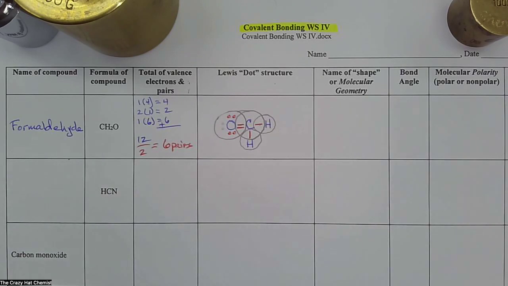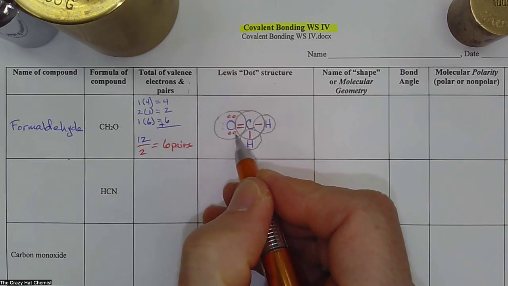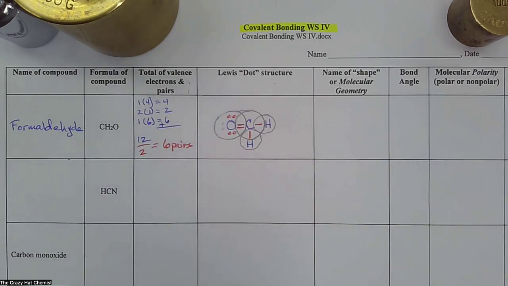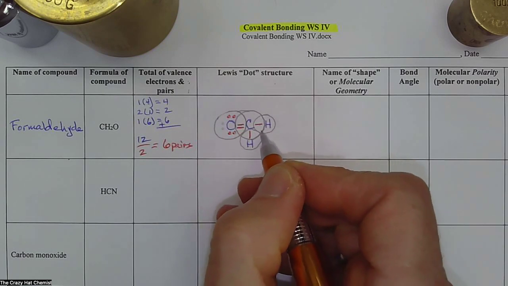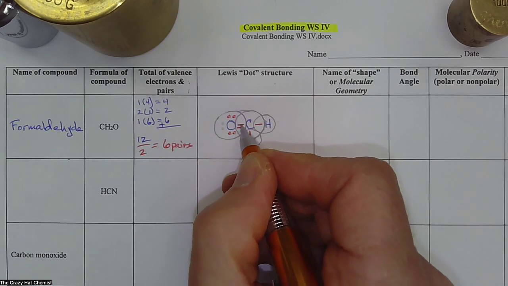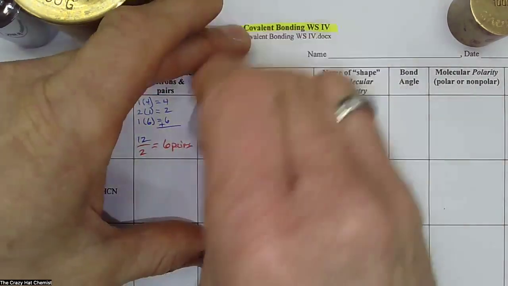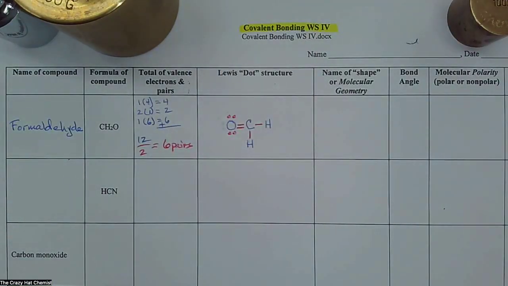Now let's validate the octet rule for both the carbon and the oxygen. The oxygen had an octet. Does it still have an octet? That's 2, 4, 6, 8. It still has an octet. Carbon had only 6 electrons and not an octet. Does it have an octet now? 2, 4, 6, 8. It does have an octet now. So that is correct. Now I'm going to erase my circles here. Now you should see my Lewis dot structure for formaldehyde.